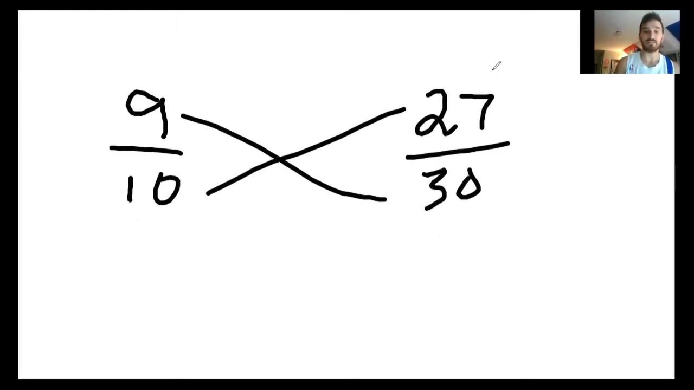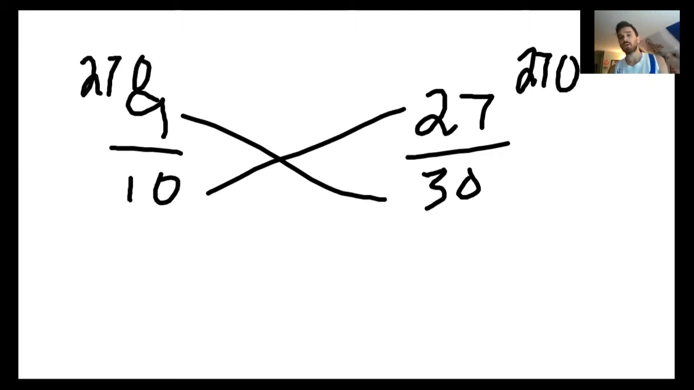27/30 is 9/10. And again, 10 times 27, basic fact. 27 times 1 is 27, plus that 0 is 270. And then 30 times 9, 9 times 3 gives me 27. Put the 0 on there, you can see that those two choices are equivalent. So my answer there would have been A.